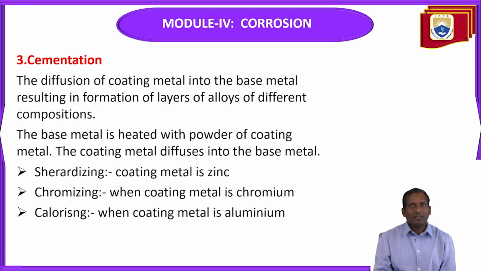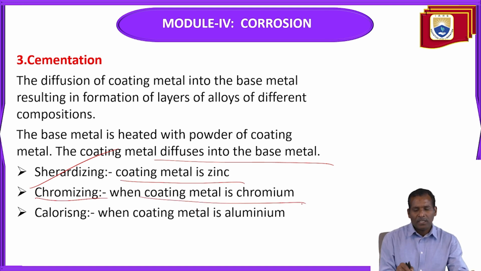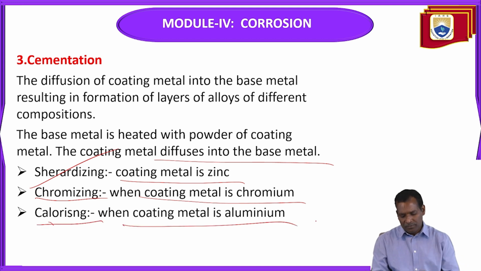Cementation. Next method. The diffusion of coating metal into the base metal results in formation of layers of alloys of different composition. The base metal is heated with powder of coating metal, and then the metal diffuses into the base metal. That is sherardizing when the coating metal is zinc, chromizing when the coating metal is chromium, and calorizing when the coating metal is aluminum.